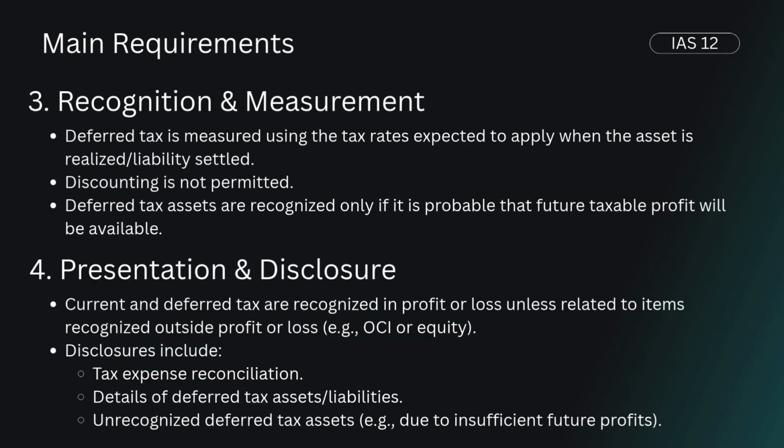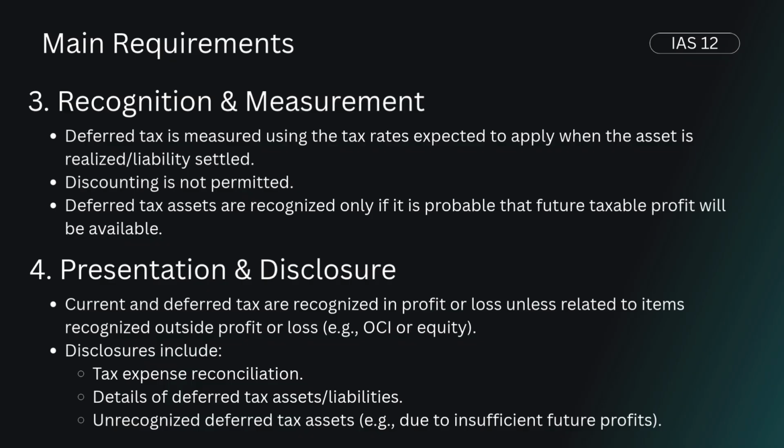3. Recognition and measurement. Deferred tax is measured using the tax rates expected to apply when the asset is realized or liability settled. Discounting is not permitted. Deferred tax assets are recognized only if it is probable that future taxable profit will be available.